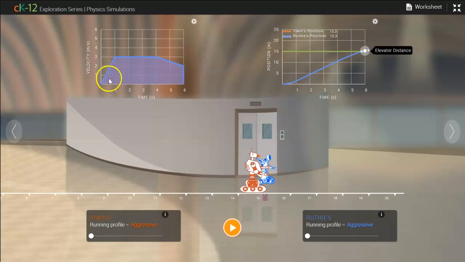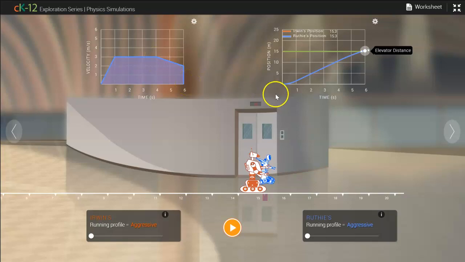So what happened in this graph is telling us the robots accelerated as they started. As they picked up that speed, they decided they were going at a good speed and decided to cruise. Then as they approached the elevator, they decreased so they could stop right at the elevator.